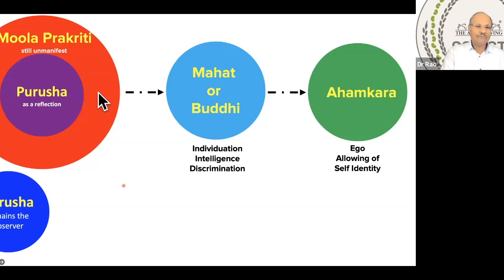First, the Moola Prakriti creates a Mahat or Buddhi, that is the intelligence. It is the discrimination, Yukti, and the individuation. That means in this nothingness, the intelligence which creates the first desire is the Mahat. And when this creates that wave, it is the Ahankara. Up to now, no creation has happened. The ego, the Ahankara, allows for self-identity. I'm just summarizing the entire Sankhya Karika in a very simple way.